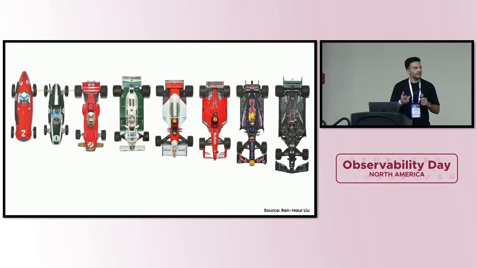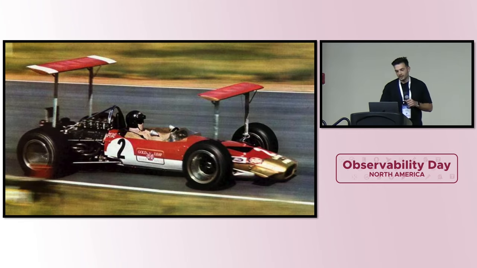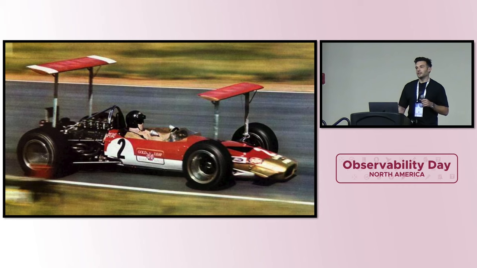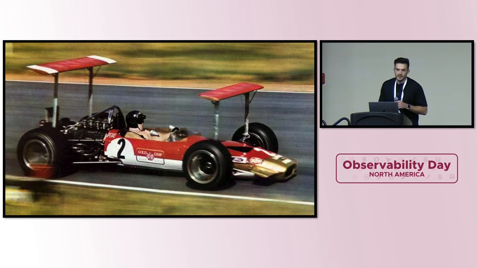The first designs, the one that you see on the left, were these cigar-shaped cars, and the focus was more on the engines and mechanical reliability and the skill of the driver, and less on aerodynamic efficiency. And as the sport evolved, engineers began experimenting with different shapes and configurations that make the car more stable at greater speeds.